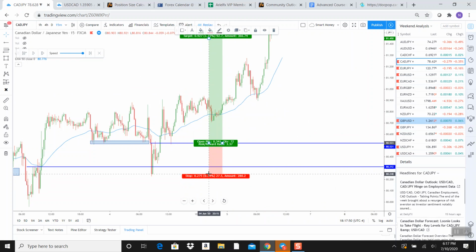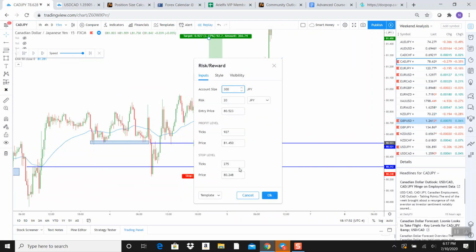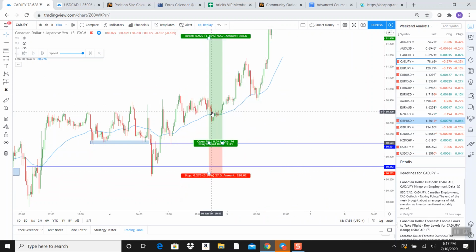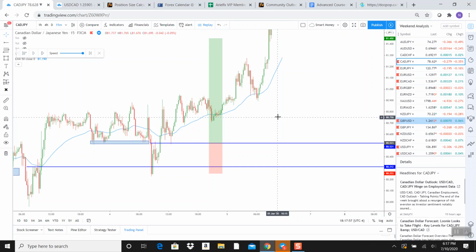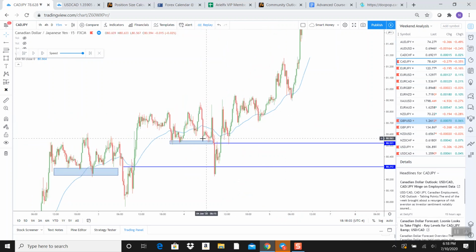Stop loss below the low here. Let's just make it 27 pips, round it off. 1 to 3.4. Still not the best risk to reward, but you would have played that out because that was a smart money entry. All right, perfect. That's CJ, guys.